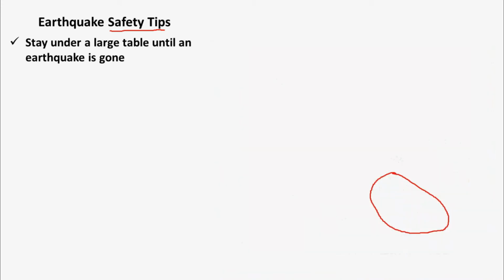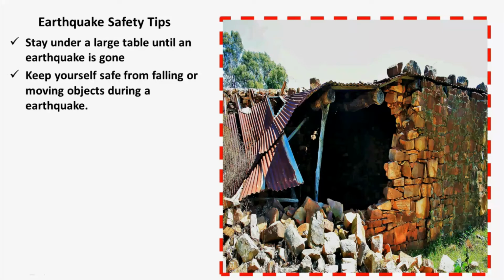The second safety tip which we can adopt is to keep yourself safe from falling or moving objects during the earthquake. During the earthquake, many objects fall here and there, and some may fall on your head or on your body, due to which any kind of damage may happen to your body. So in order to prevent such situations, we should stay away from such falling objects.